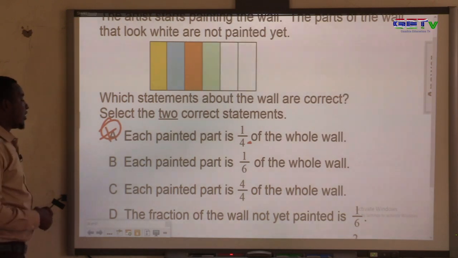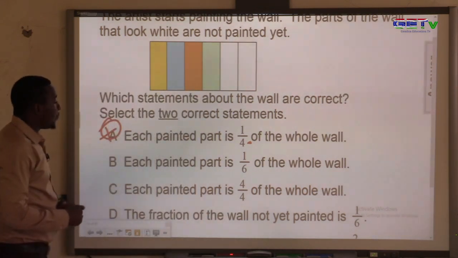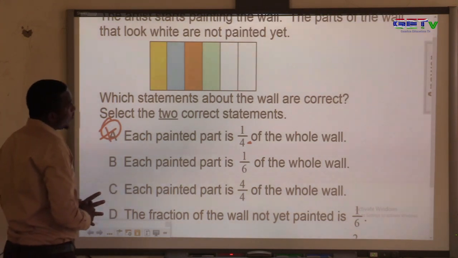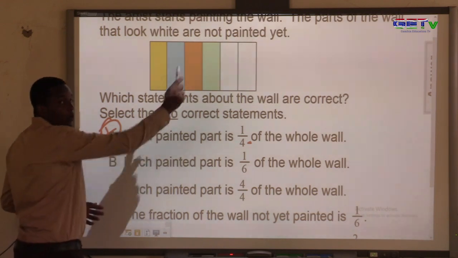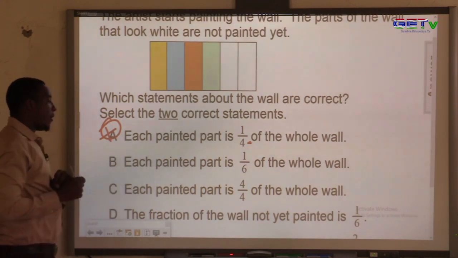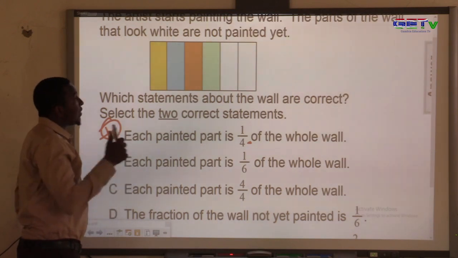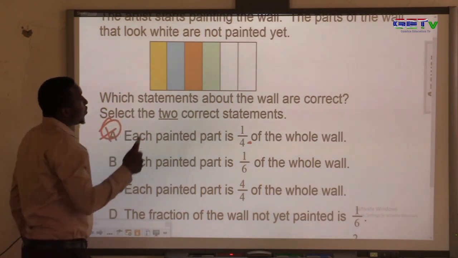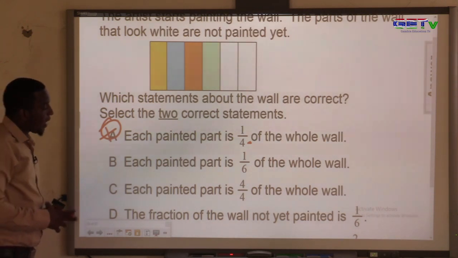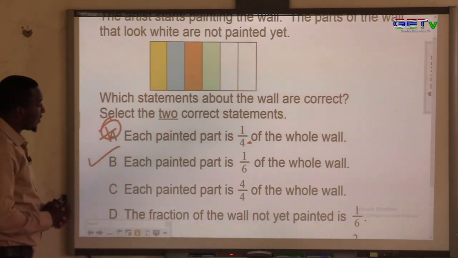Then we look at the second statement. The second statement reads, each painted part is 1/6 of the whole wall. Now let's look at the wall again. The wall is divided into 6 equal parts. And each part that is painted is of course 1, because you can see yellow only once, blue the same thing, orange the same thing, and green as well. So we realize that the second statement is going to be a correct statement. So already we have one of the statements correct.